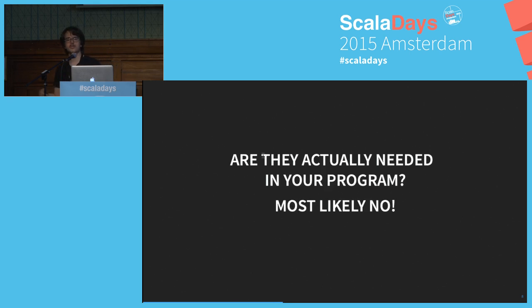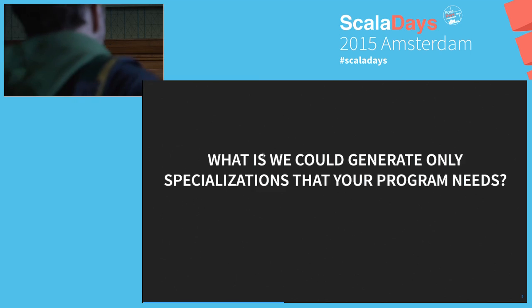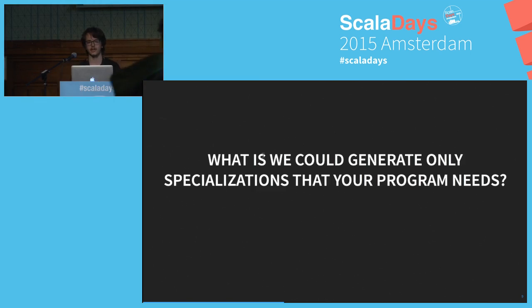So in real programs, you don't need all the specialized combinations. You need some of them. So what if we could actually generate only the ones that your program relies on, only the ones that it used, and throw away the ones that are not needed?